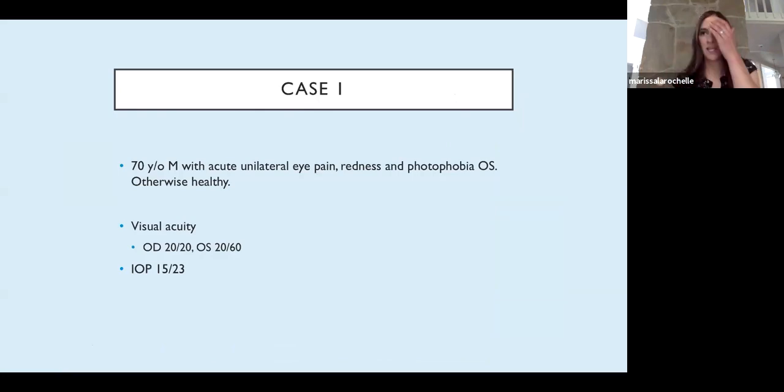Okay, on to our first case. This is a 70-year-old man with unilateral eye pain and redness. It happened all of a sudden, so it's acute. He's also experiencing light sensitivity. Otherwise healthy, visual acuity in the affected eye is decreased at 20/60. And we can see some asymmetry of his intraocular pressures with the affected eye being higher.